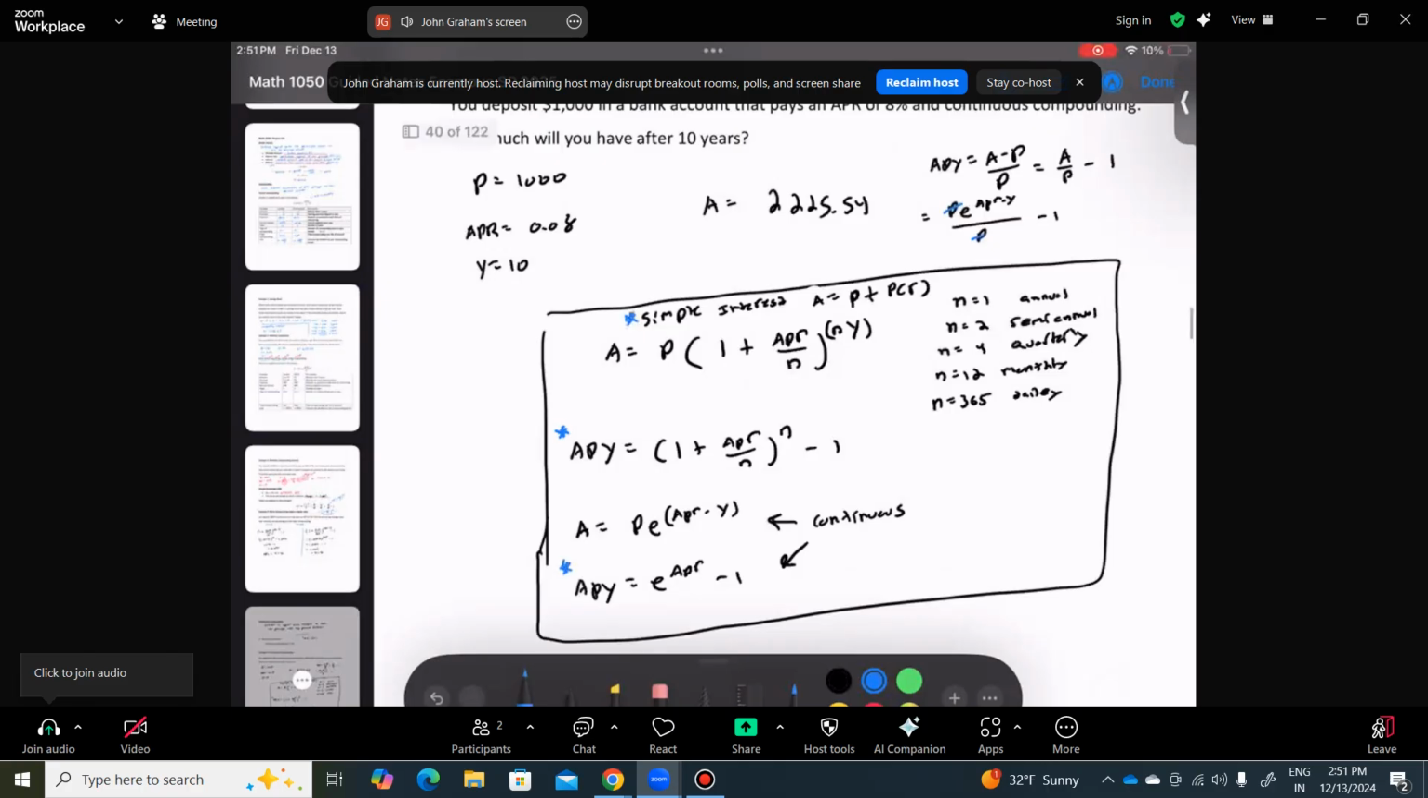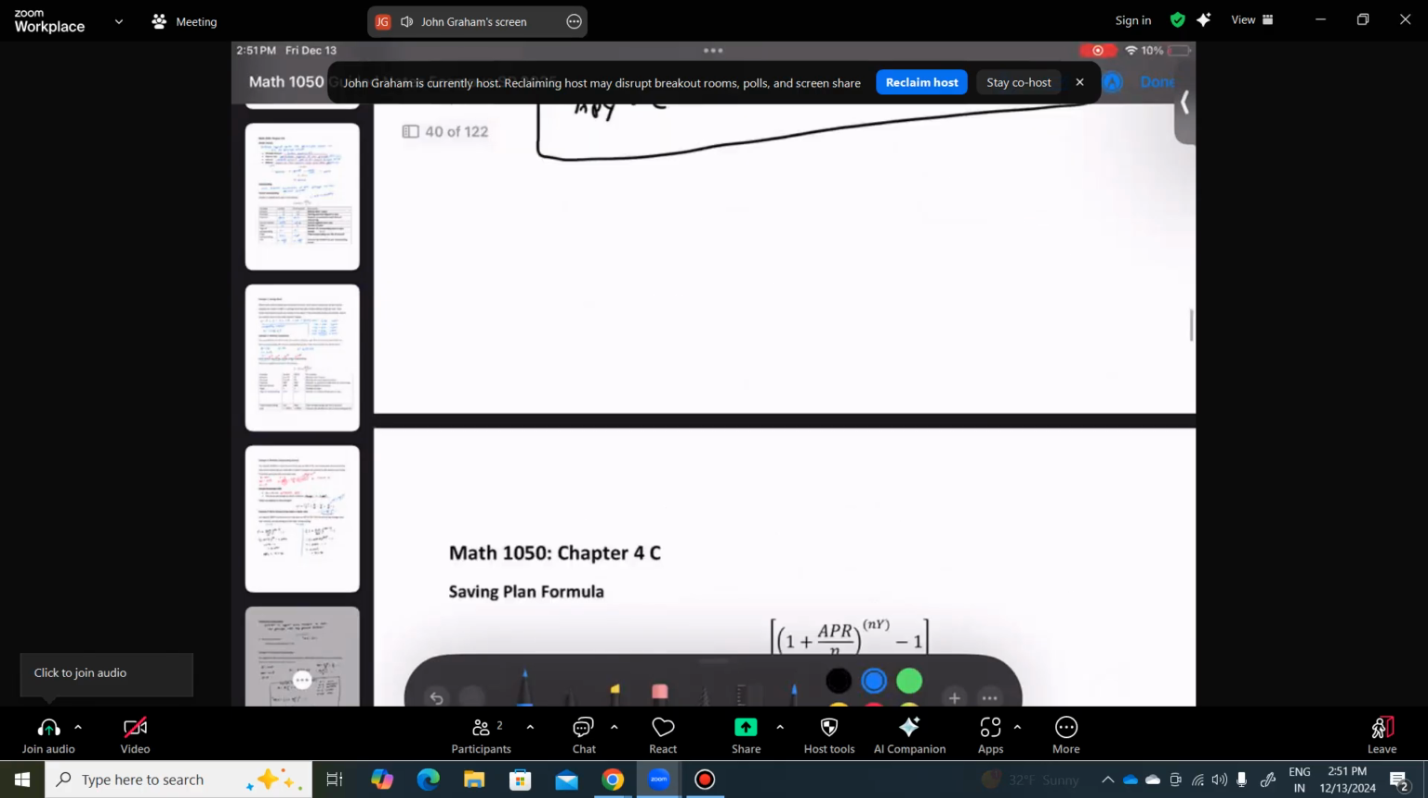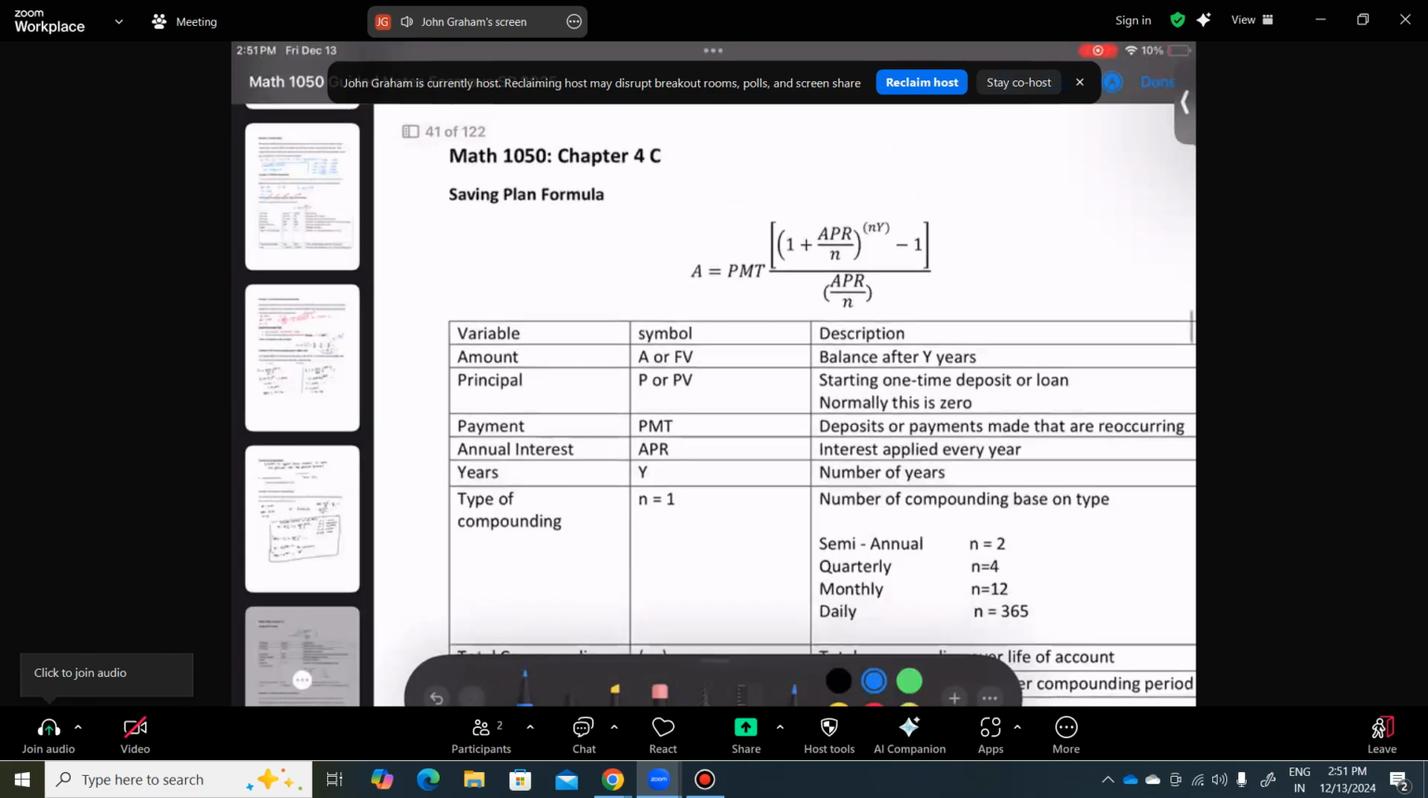Alright, in the next video, we'll look at savings plan formula. It has a longer equation and it uses a payment. Again, we're going to be doing this on Desmos, so we just use a calculator for it.